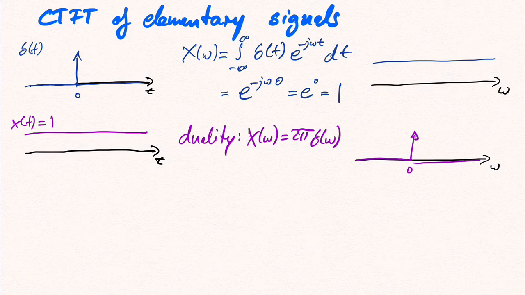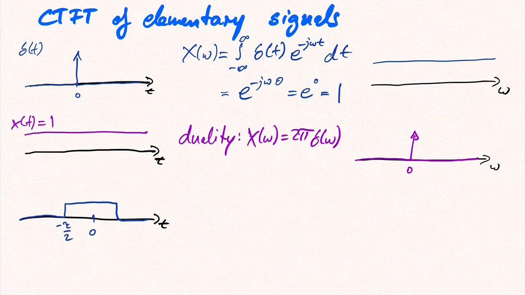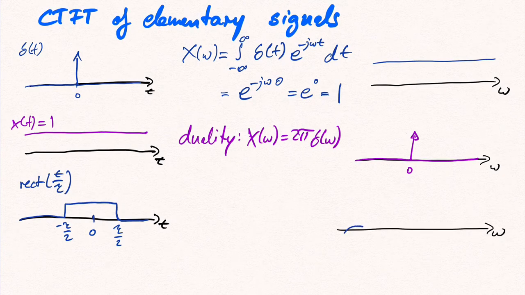As we know already, taking a rectangle in the time domain, which is centered around 0 and has width tau, so that it's plus 1 for times between minus tau half and tau half, and is mathematically expressed as the rectangular function of t with pulse width tau, then the frequency response is the sinc function with height tau for omega equals 0, and 0 crossings at multiples of 2 pi over tau.